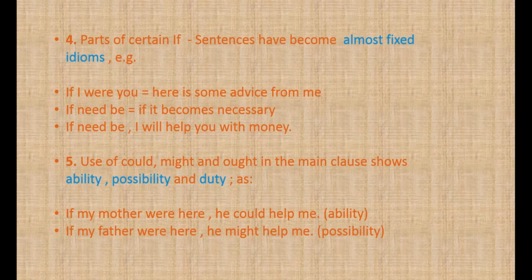In the fifth condition, the use of could, might, and ought in the main clause shows ability, possibility, and duty, as you can check in the examples. If my mother were here, she could help me. Here you can check the ability. In the second example, if my father were here, he might help me.